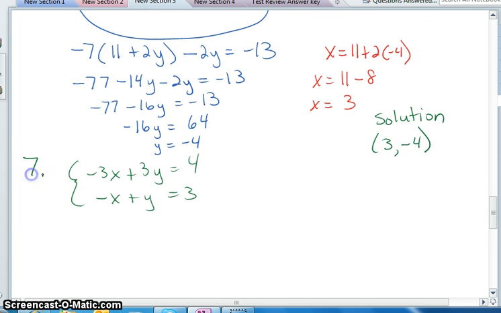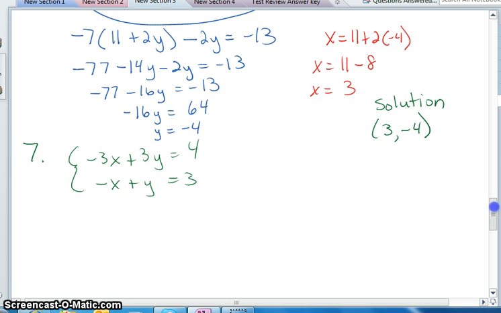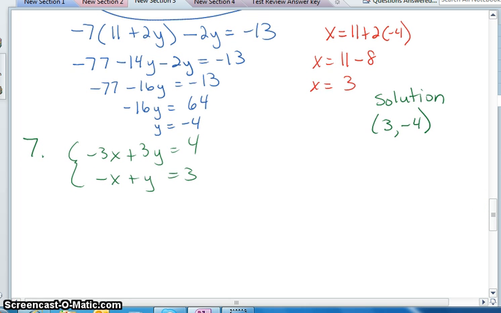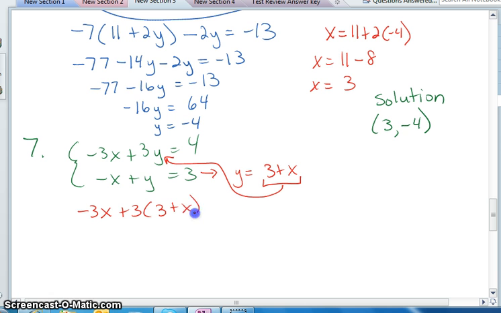Well, that's great. But what if I have one of those systems that's inconsistent and can't be solved? There's no solutions. So let's look at what one of those looks like. I'm first going to solve this for y. I think that will be the easiest. Then I put 3 plus x in here for y. So negative 3x plus 3 times 3 plus x equals 4. Negative 3x plus 9 plus 3x equals 4. Combine like terms and I get 9 equals 4.